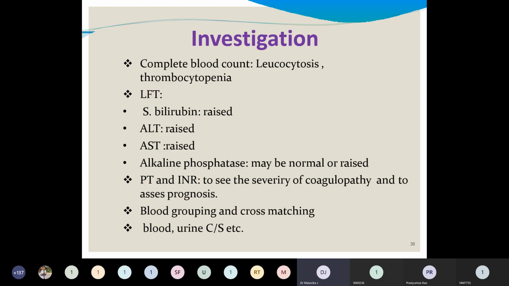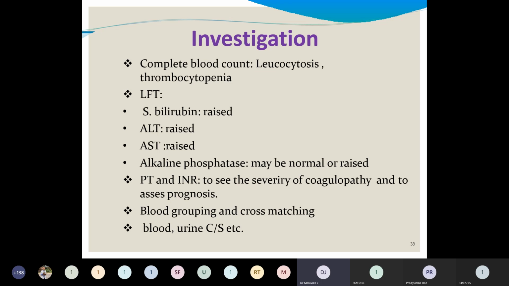So coming to the investigations for these children. What are the investigations? The most important investigation is the complete blood count, where the total count will be elevated because of sepsis, and thrombocytopenia. Liver function tests will reveal that serum bilirubin level will be elevated, and serum aminotransferase and alanine transferase levels will be elevated. Alkaline phosphatase may be normal or raised.